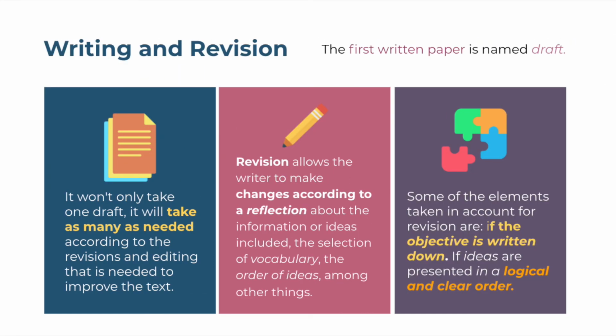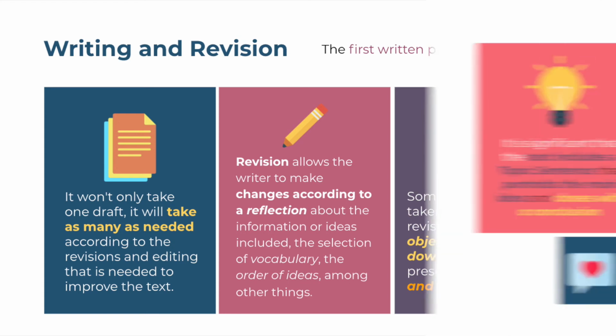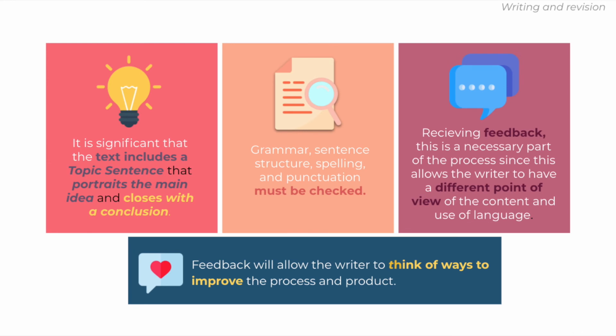The second stage is writing and revision. The first paper that you write is named draft, and it won't only take one, it will take as many as needed. Here, you make changes according to a reflection on vocabulary and the order of ideas. Revision takes into account if the objectives are written down and if the ideas are presented in a logical and clear way. It is important that the text includes a sentence that portrays the main idea and closes with a conclusion. Here, grammar, sentence structure, spelling, and punctuation must be checked.